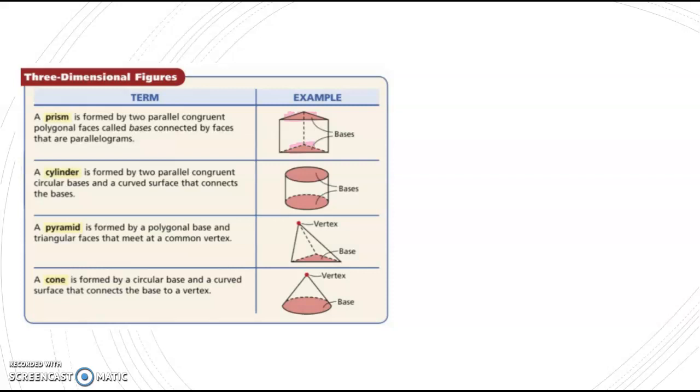A cylinder is formed by those two parallel bases, but they are circular, and the covered surface that connects them is also curved. So here are my two bases, parallel, and they're curved around.